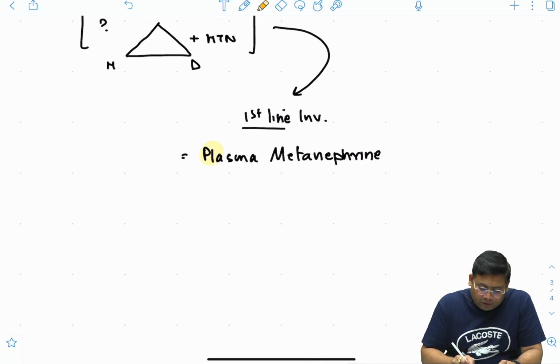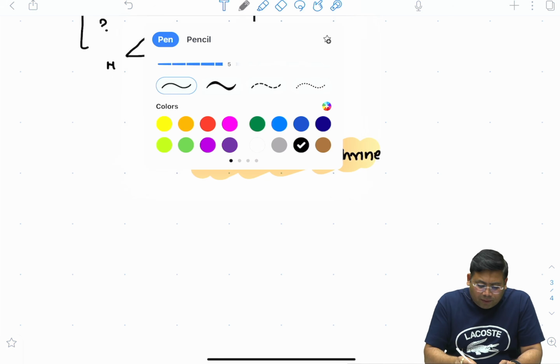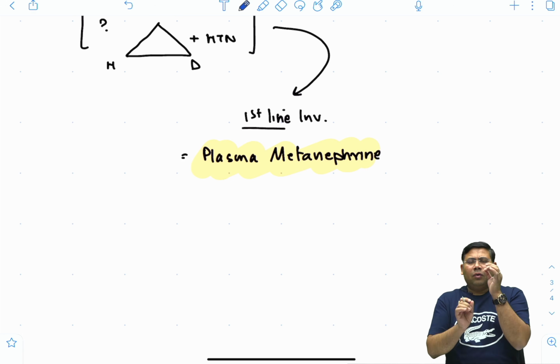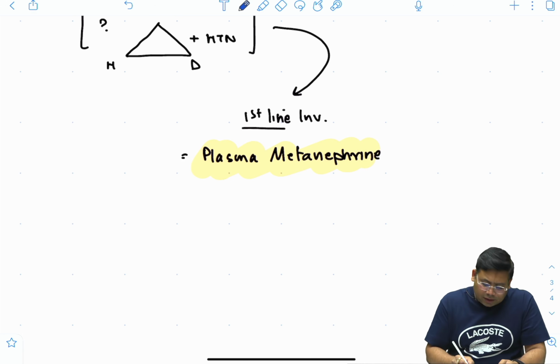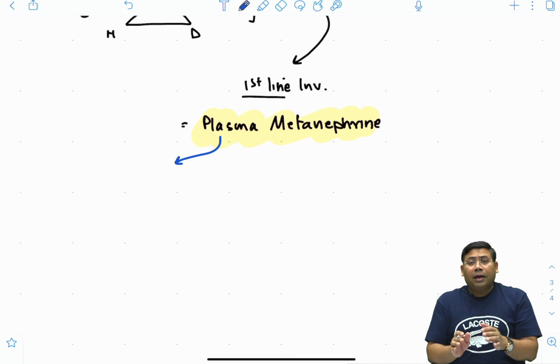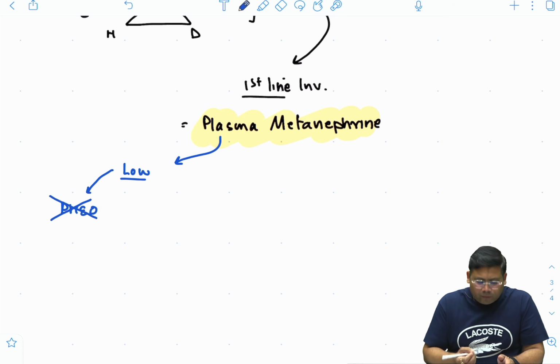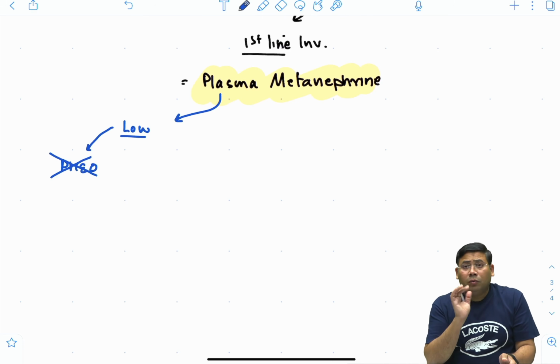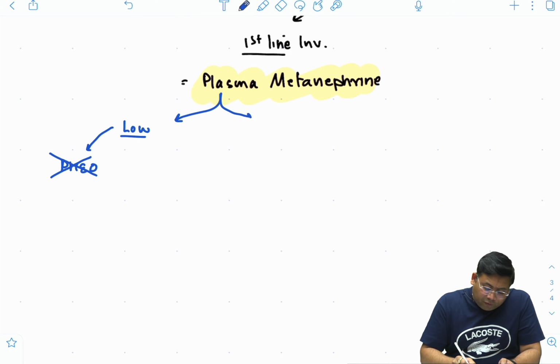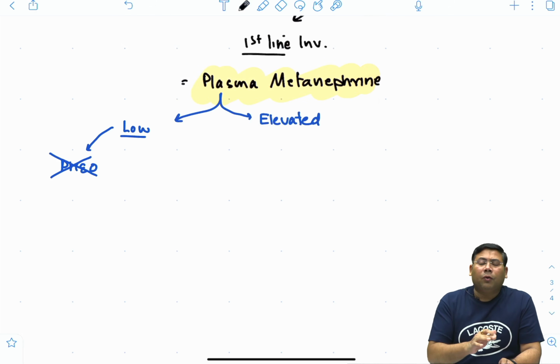Now you would say, sir, is this the investigation of choice? I would say never. Why? The plasma metanephrine has just one advantage: it has a negative predictive value. If plasma metanephrine levels are low, this virtually confirms that it could be anything but not a pheo. So pheochromocytoma is ruled out. If plasma metanephrine is found to be elevated, now it is time to confirm it in urine also.